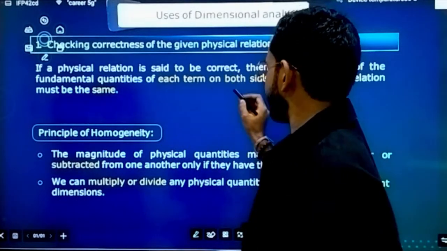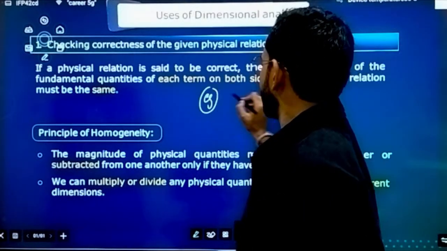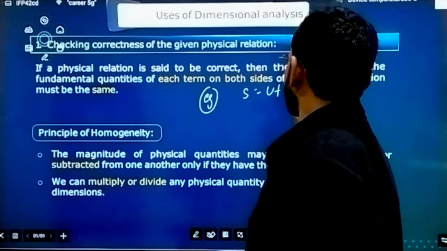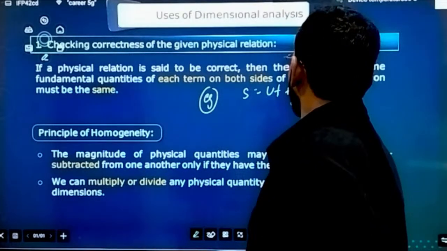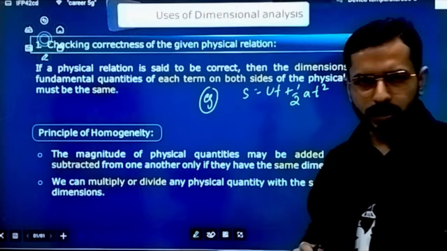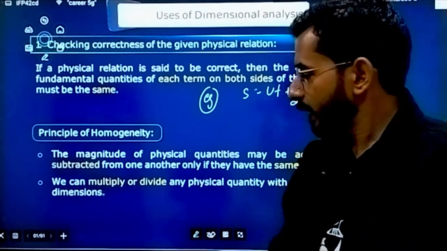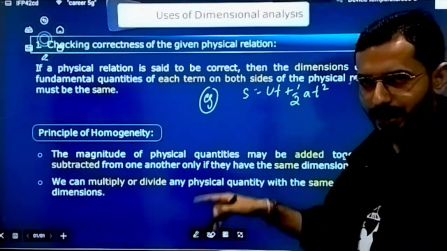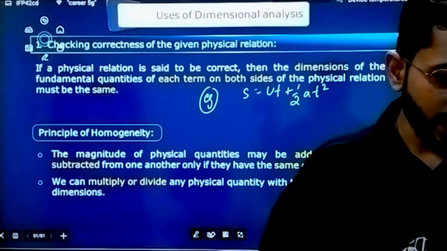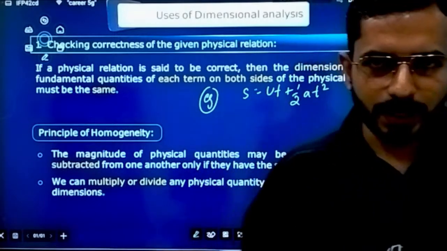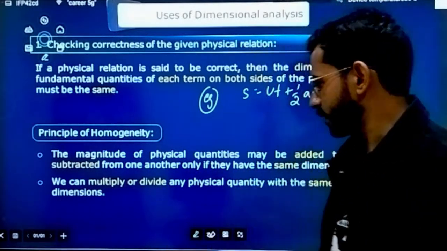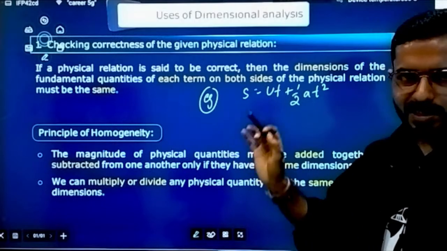Very basic relation I am giving you. For example, S is equal to ut plus half at square. In this, everything will be checked. Now what I've told you, you have to check. We know this is physically correct, and we are going to prove that it is also correct. But what is the motto of this question? Understand. Firstly, prove that it is dimensionally correct.